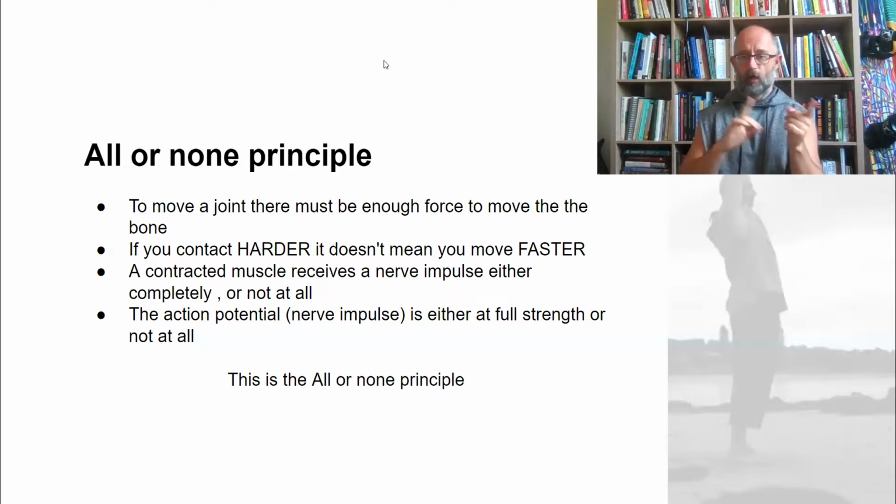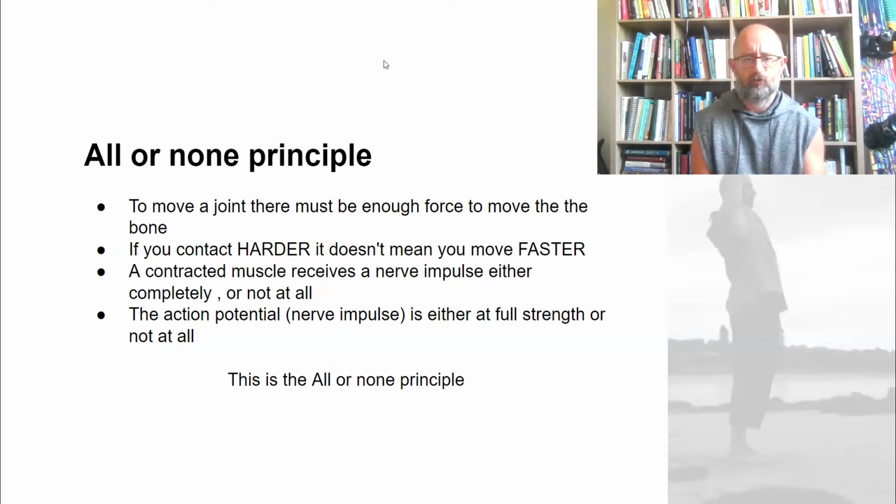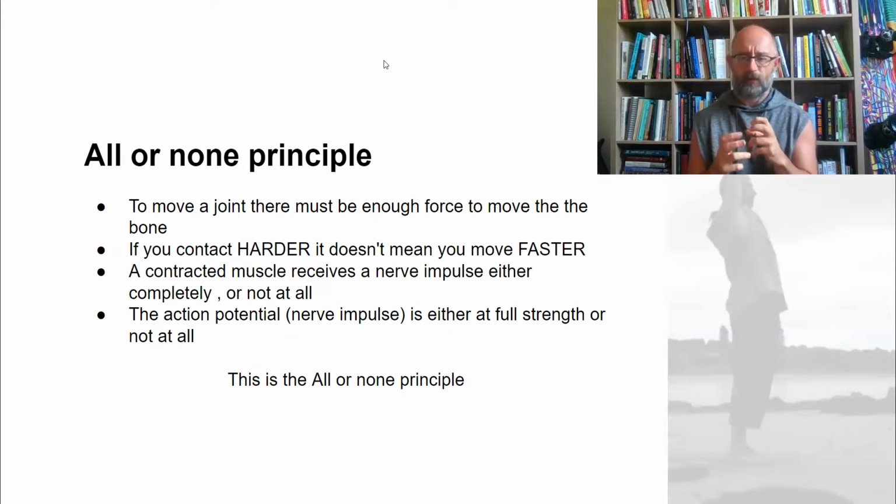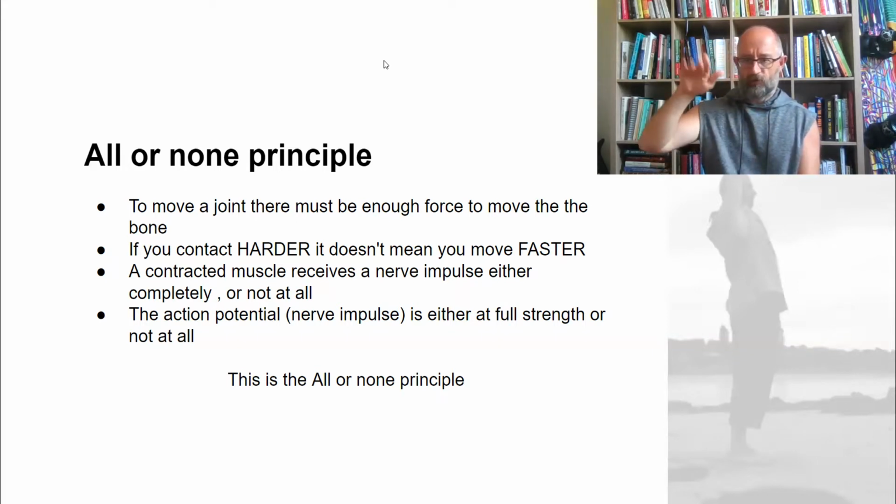Okay, so even within yoga, we've got a lot of variation in what kind of effects we're looking for in our practice. The action potential, the nerve impulse, is either at full strength or none at all. So again, when that nerve signal comes down, it's not a modulated nerve signal. It's either on or it's off.